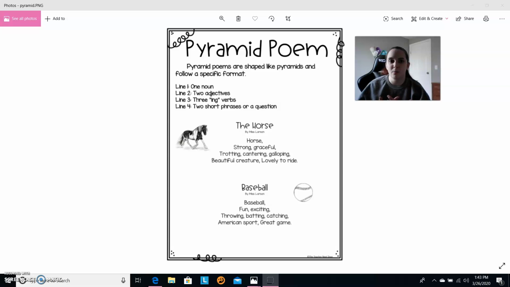Notice how those don't matter about the beats or anything. It's mostly the look of the poem. It's not necessarily what's in it. But again, all of the lines are connected to what this poem's about.